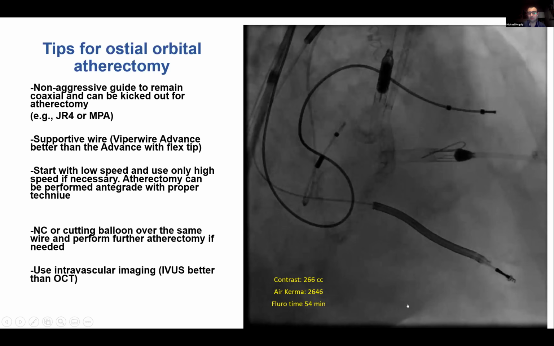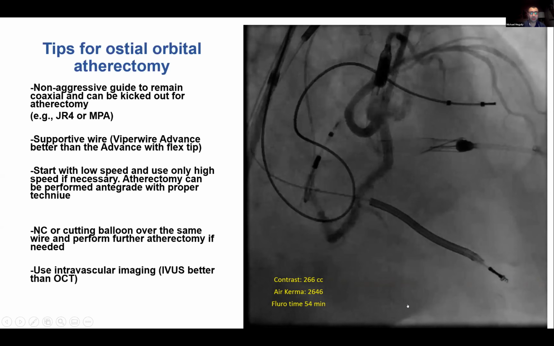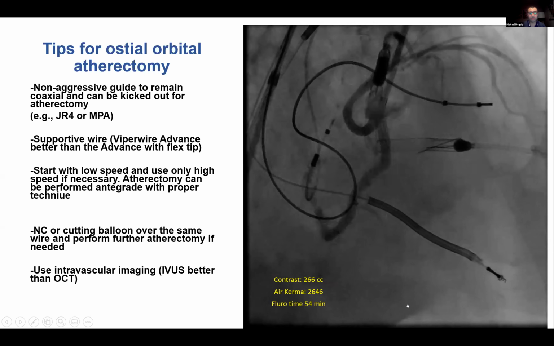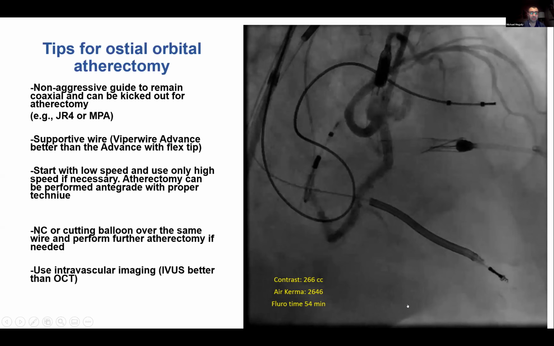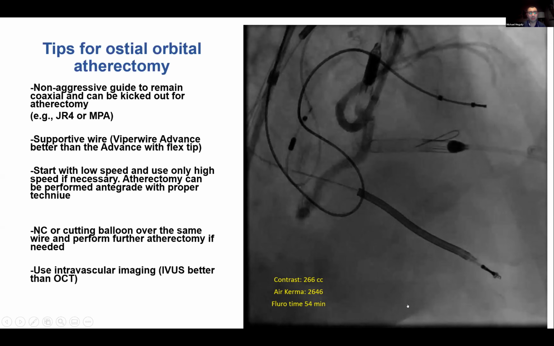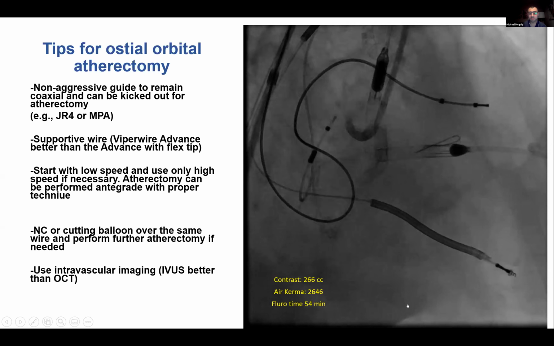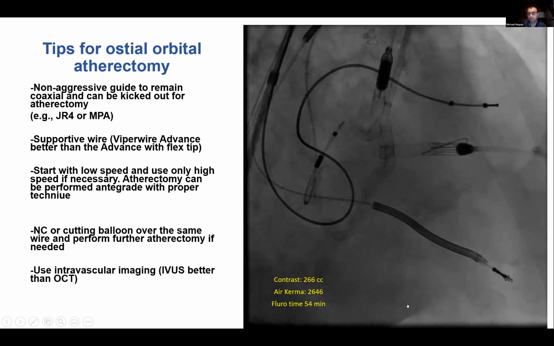It can be done if the lesion cannot be crossed with the crown. The other technique is, if you're not very sure that you broke all the calcium, you can test with an NC or a cutting balloon. If it didn't expand, you use the same wire, it's a pretty strong wire, and you can go again and do atherectomy again. And finally, definitely imaging, and especially IVUS more than OCT, would be very helpful in those ostial lesions.